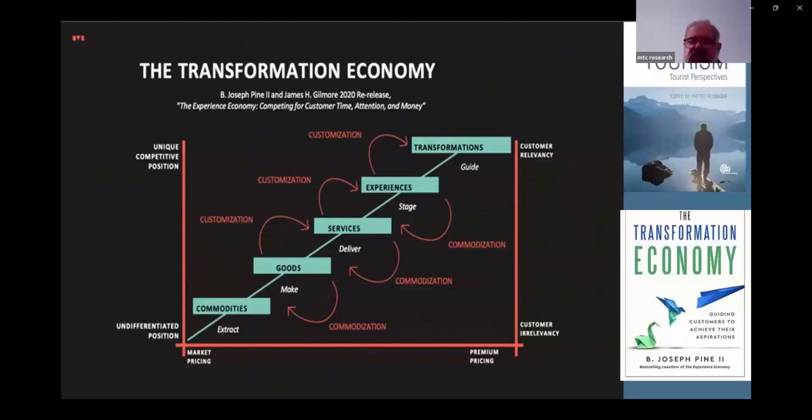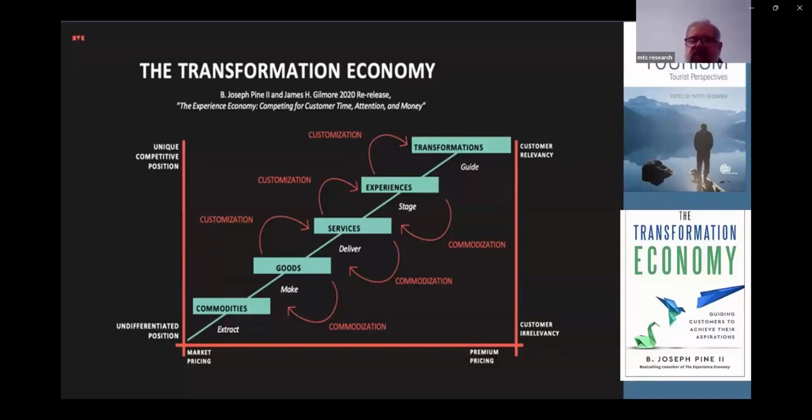And I put up this slide again because that is something very important to understand: where we are moving towards, and where we maybe have already arrived, is the transformation economy. On the right-hand side, at the bottom, you can see a book which will come out in a few weeks by Mr. Pine, who invented, together with Mr. Gilmore, the experience economy idea, where you were staging experiences. This was our job.